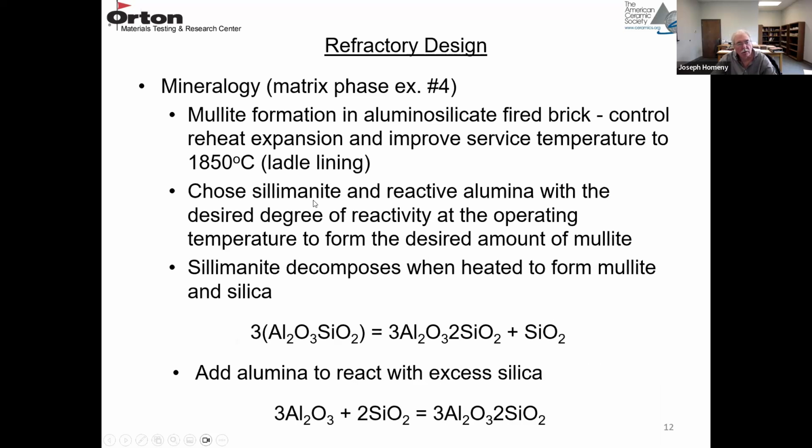You can also start out with sillimanite and a reactive alumina. And again, you have to put the right amount of these reactive materials into the matrix to form the desired amount of mullite. When we talked about sillimanite, it decomposes to form mullite and silica. So Al2O3 SiO2 is sillimanite. It'll form mullite, 3 Al2O3 plus 2 SiO2, and then there's some free silica. So you have to add the right amount of alumina to react with this excess silica, again, to form mullite.